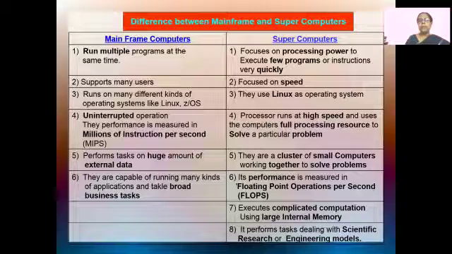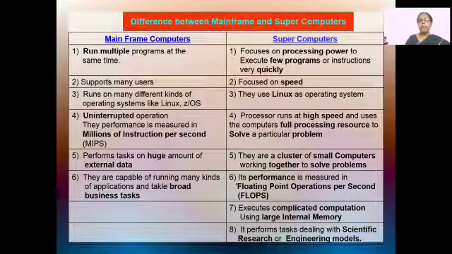There are clusters of small computers, not just one huge computer. They have many clusters of small computers. Each one works together, and they are all connected to solve the problems together. So they have clusters of computers, but maybe they are connected to a main computer. They are capable of running many kinds of applications and tackling broad business tasks.